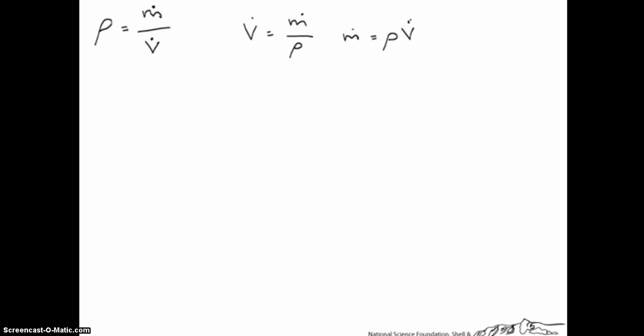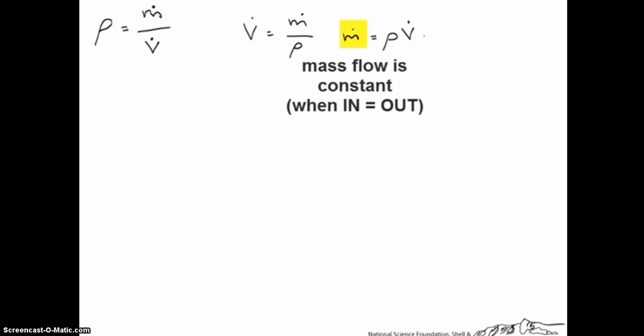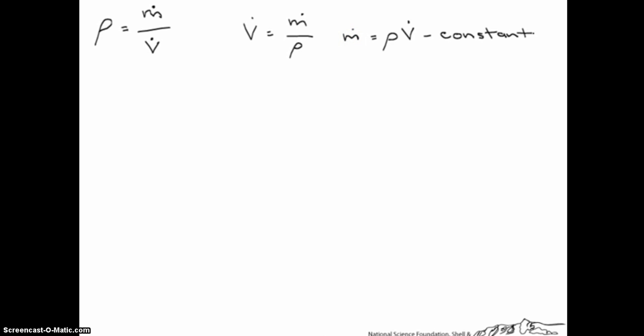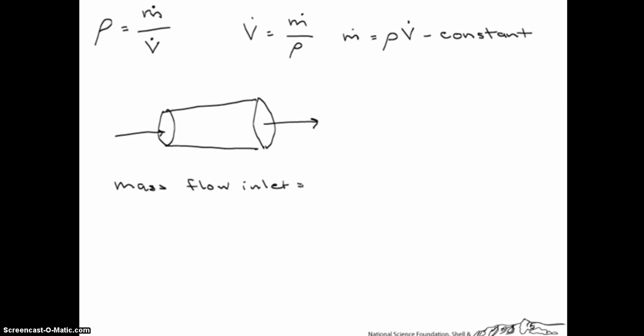And the important thing to remember is the density can change from inlet to outlet. The volumetric flow rate can change from inlet to outlet, but the mass flow rate is constant when our mass balance is E in equals E out. So let's take a look at some examples. If we have a cone-shaped pipe like this, and we have flow in and flow out, the mass flow at the inlet has to equal the mass flow at the outlet.